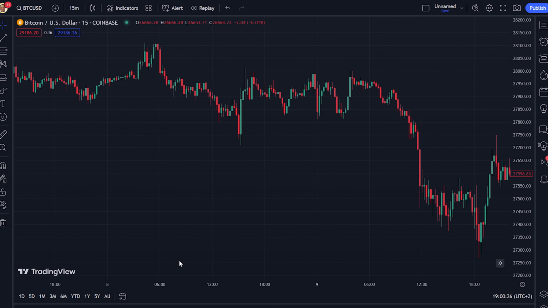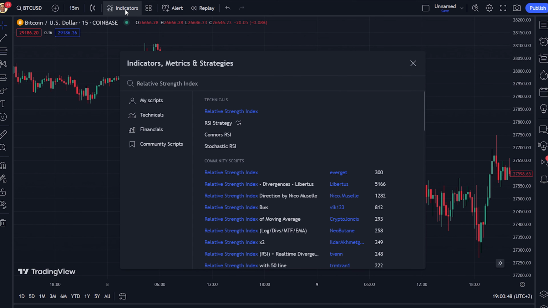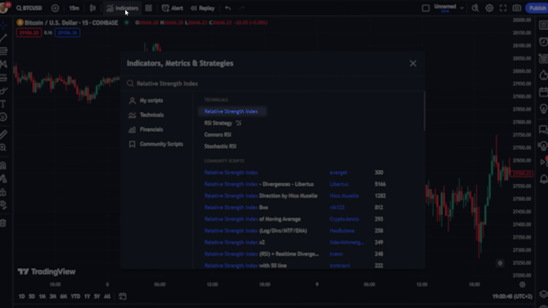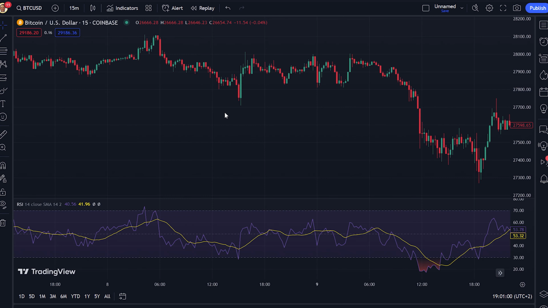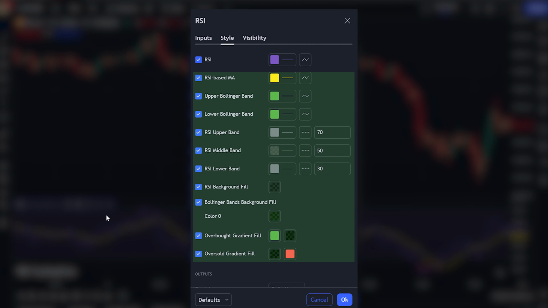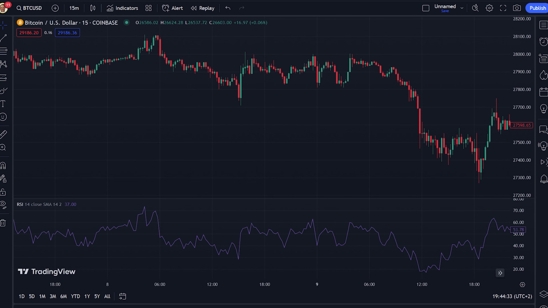As always, open TradingView and click on the Indicators tab. Then search for the Relative Strength Index and add it to your chart. For the sake of this video, we want to remove all unnecessary information in the RSI. To do this, we click on the Settings icon and uncheck these boxes. Now that we have everything set up, we need to change the time frame. I personally like the 15-minute time frame, but you can also choose a lower time frame.